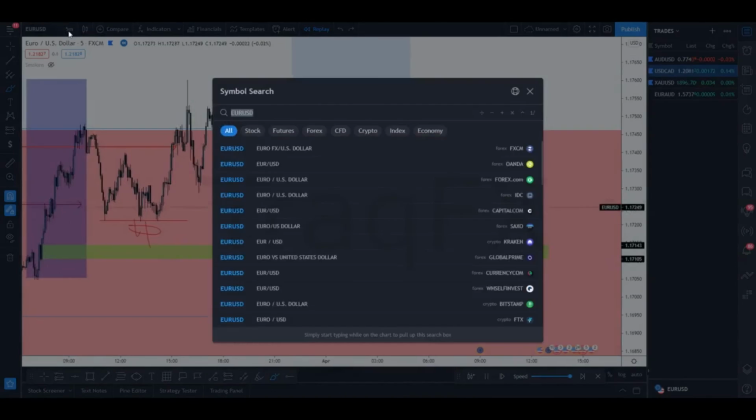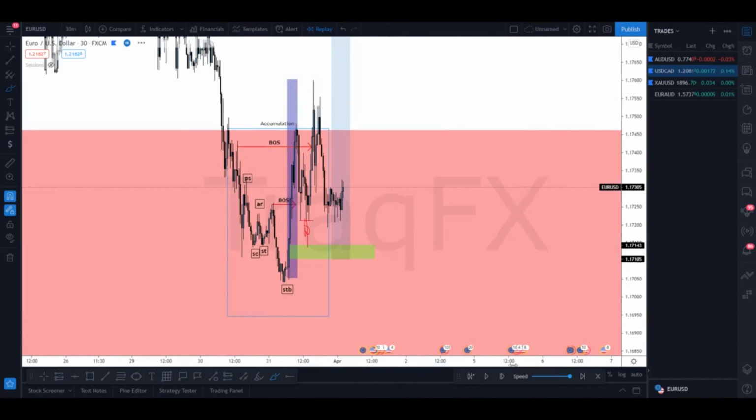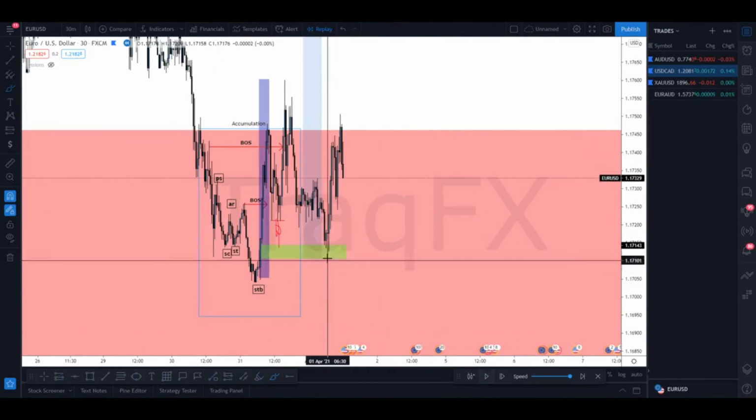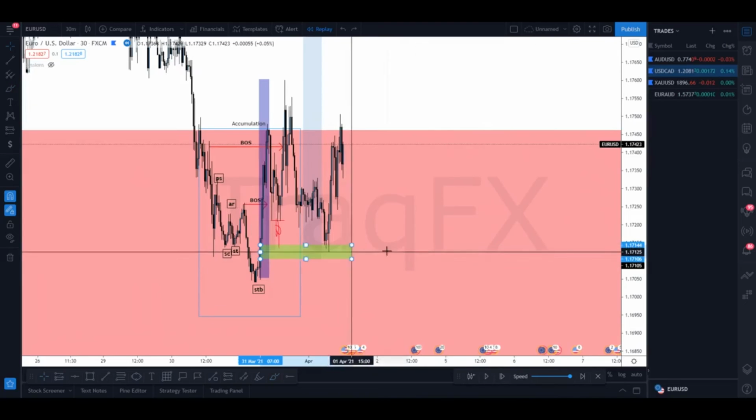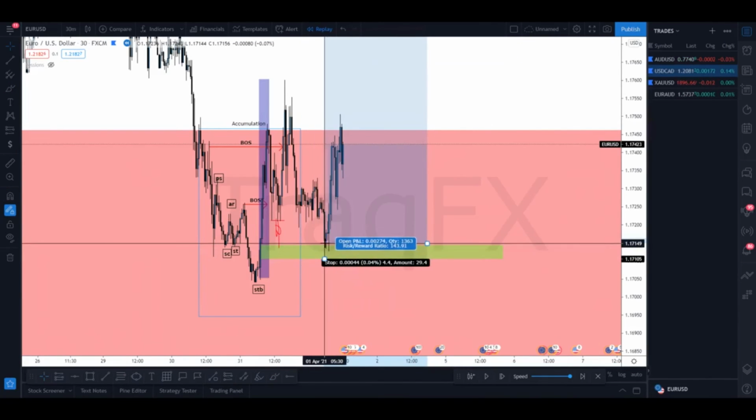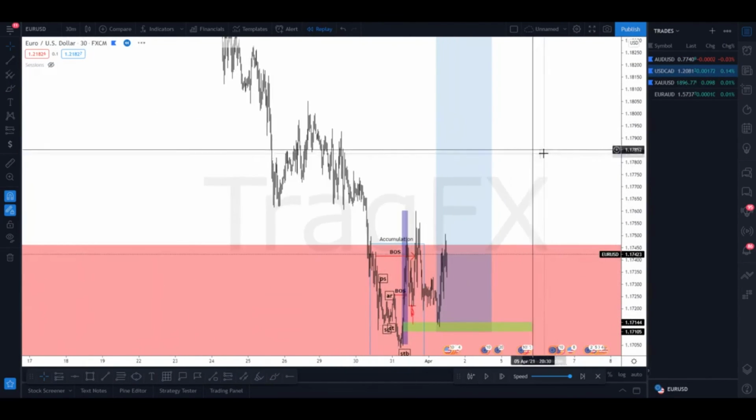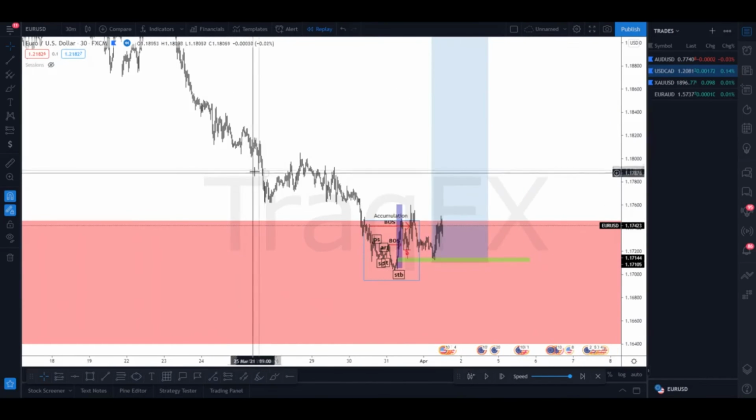Damn, I hate when it takes this long. Alright, 30-minute. But boom, look at that. It taps you in perfectly to the wick, to the pip, sorry. And then from here, it does its thing and rallies up all the way towards the next highs. So that's generally how I use Wyckoff.